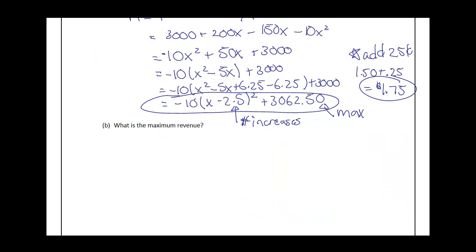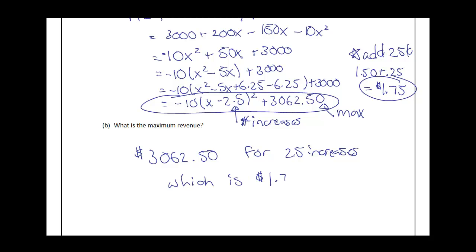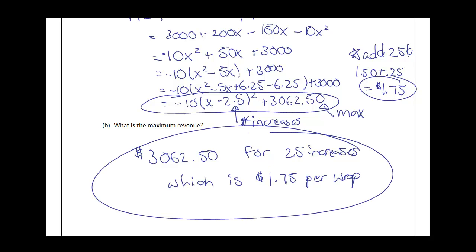Part B is asking what is the maximum revenue. Well, we already found that. We found out that the maximum revenue is $3,062.50 for 2.5 increases, which is $1.75 per wrap. There we go. That is our maximum revenue in this problem.